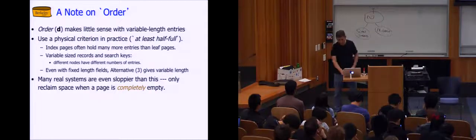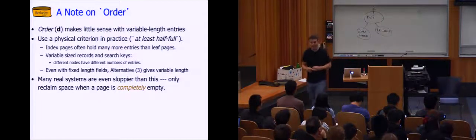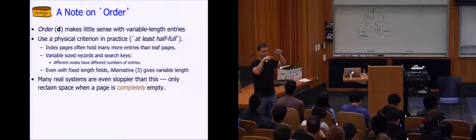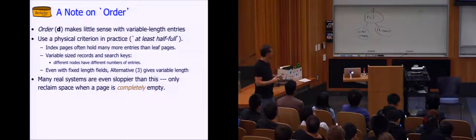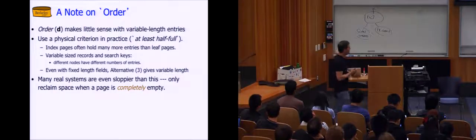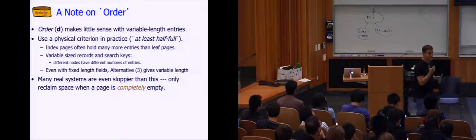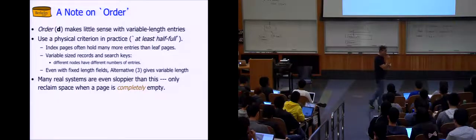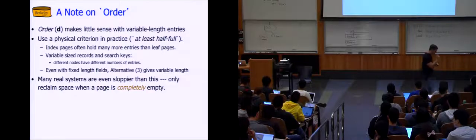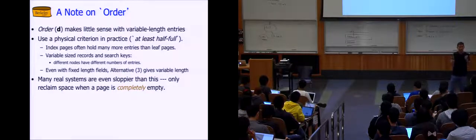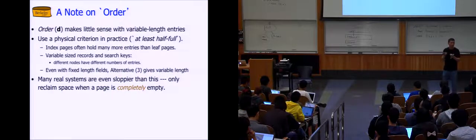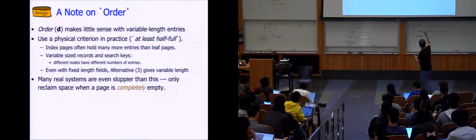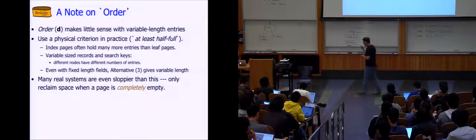All right, a little detail. We said that the order of a tree D, that every node would have between D and 2D entries, meaning pointers. But in practice, when we use key compression or variable-sized keys like strings, the keys on those entries will be of variable size, which means you'll have more or less of them on a page depending on the data. So you might have a long key here and then a short key and then a long key. So the index pages may hold lots more entries than the leaf pages because they're compressed.